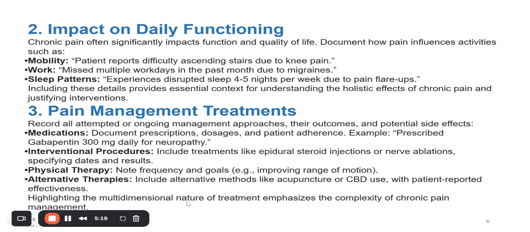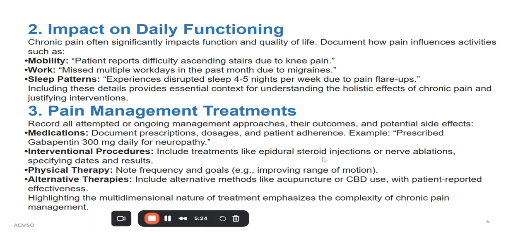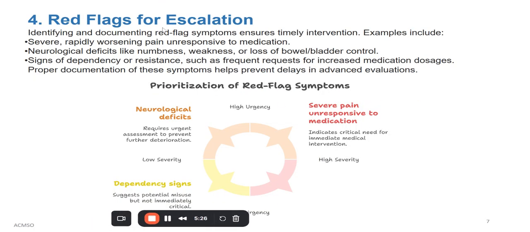Red flags for escalation: identifying and documenting red flag symptoms ensures timely intervention. Examples include severe, rapidly worsening pain unresponsive to medication, neurological deficits like numbness, weakness, or loss of bowel or bladder control, and signs of dependency or resistance, such as frequent requests for increased medication dosages. Proper documentation of these symptoms helps prevent delays in advanced evaluations. And here is a diagram on prioritization of red flag symptoms.